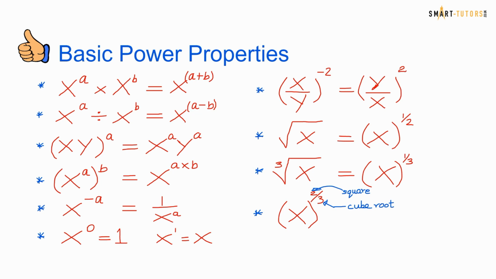The next one is square root of x equals x to the power half. Cube root of x is x to the power 1/3. So for an example, x to the power 2/3 means all we want to do is, the bottom 3 tells cube root, the top 2 says square it.